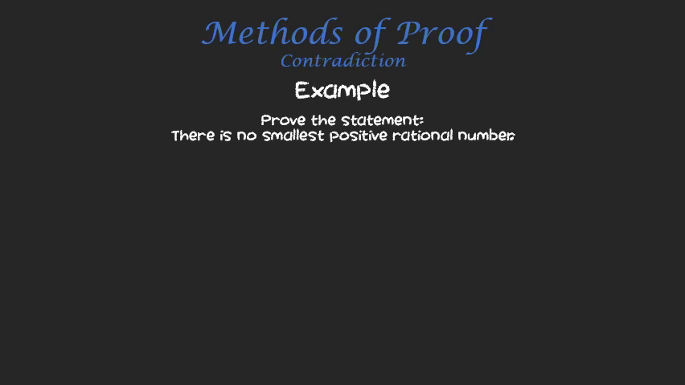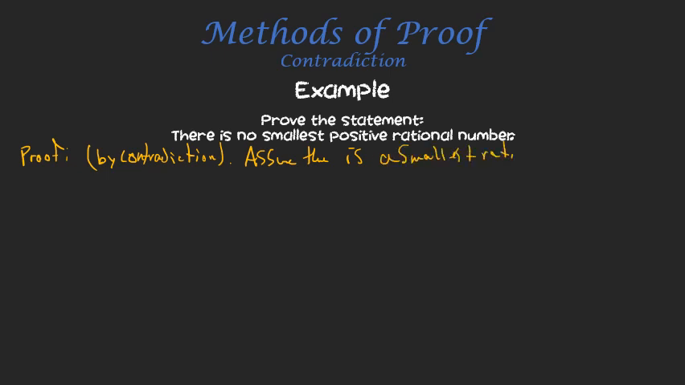All right, so the statement we want to prove is there does not exist a smallest positive rational number. And so the negation of that would be there does exist a smallest positive rational number. So I'll start my proof that way. Proof, and I'll say again, by contradiction. Assume there is a smallest rational number.